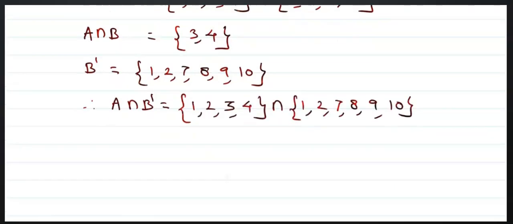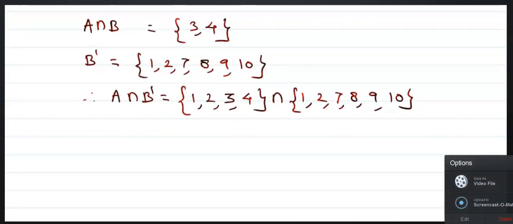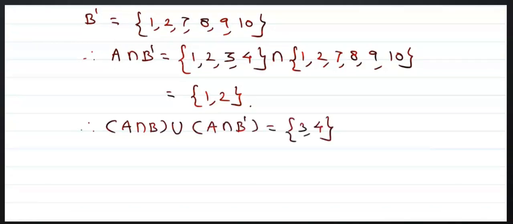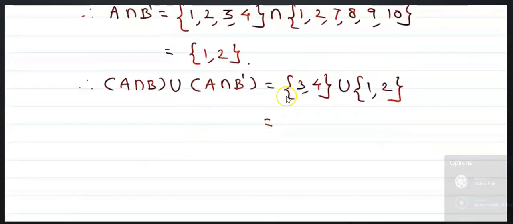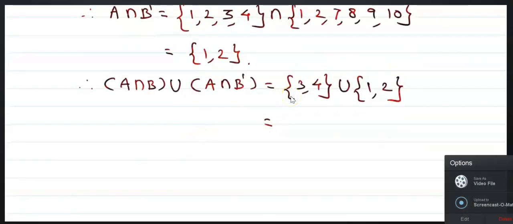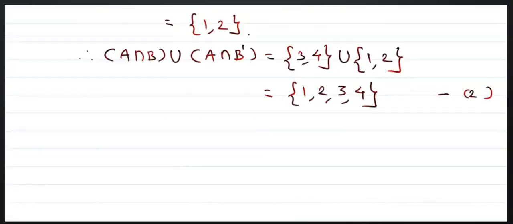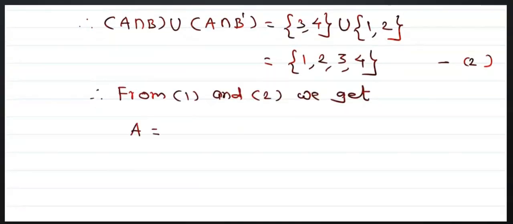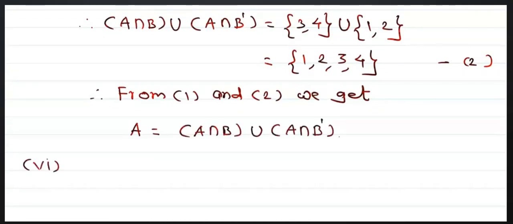Therefore, A intersection B complement, now this is A and B complement, which is 1, 2. Therefore, A intersection B union A intersection B complement is equal to 3, 4 union 1, 2. Therefore, 1, 2, 3, 4. Therefore, from 1 and 2, we get A is equal to A intersection B union A intersection B complement.